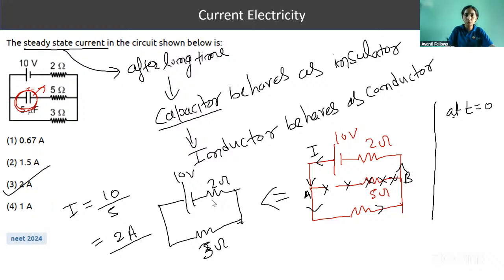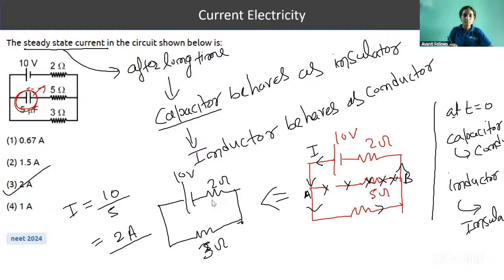So at t equal to 0, what will the capacitor behave like? Capacitor will act like a conductor. And inductor will act like what? Inductor will act like an insulator. These are the things. Is it clear, everyone? Anyone having any doubt? If yes, let me know. If anyone has a doubt, tell me. Yes? Nobody? Chalo, let's move on with the next question.